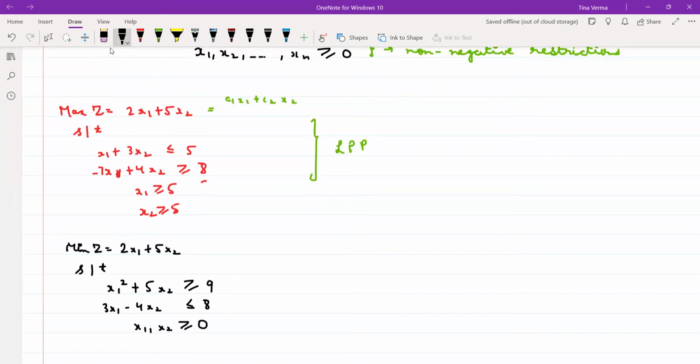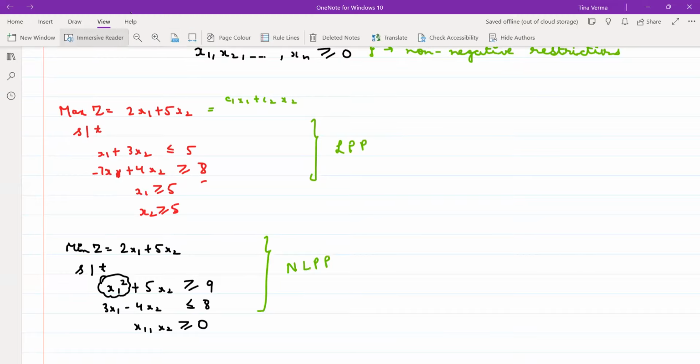Is this LPP? Why? Because the first constraint you cannot write as a11 x1 plus a12 x2. So because of this thing only, your linear programming problem does not remain a linear programming problem. It has become a non-linear programming problem.